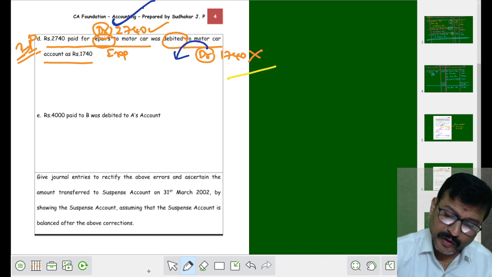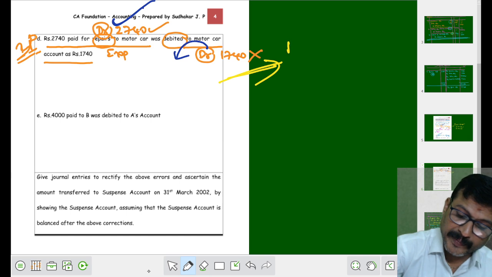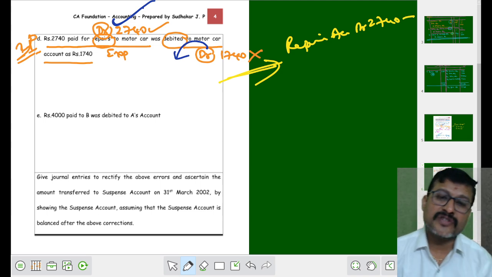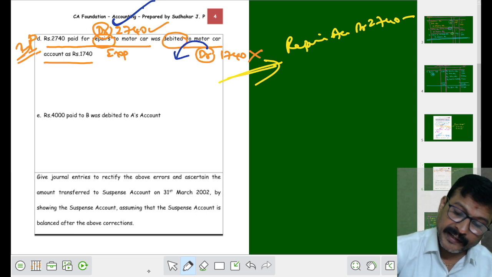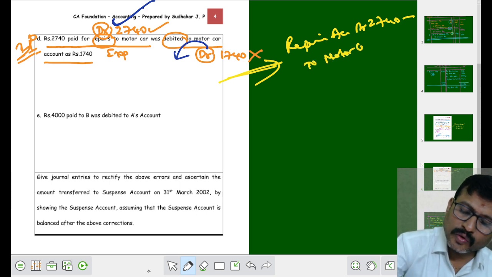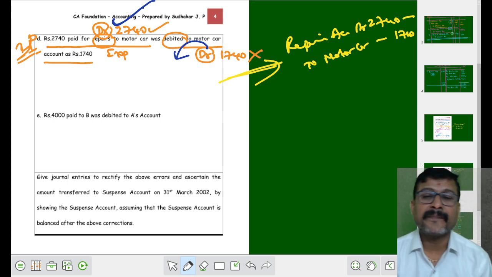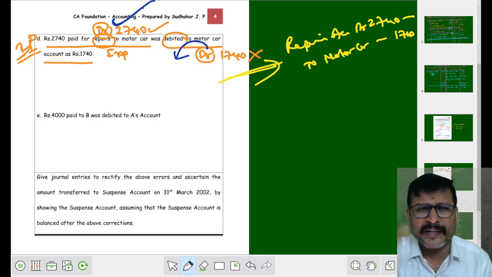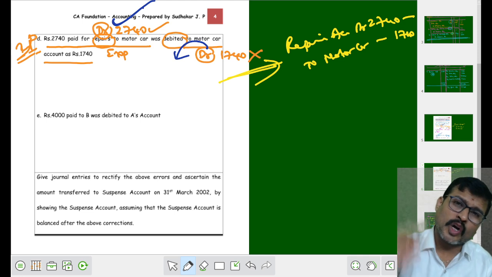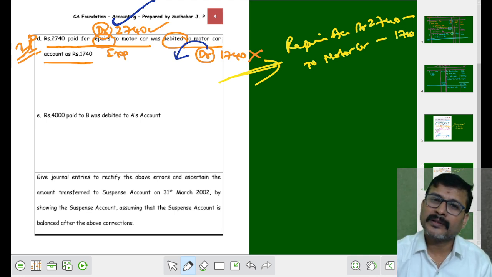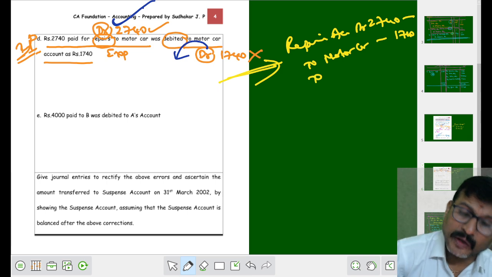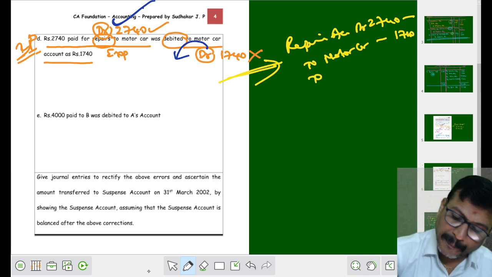When you are shifting, what happens to this particular entry? Keep the correct in the same place. Repairs account debit 2740. This is a wrong debit, so take it on the credit side as to motor car 1740. Oh, debit does not match credit. In this entry you have mentioned the wrong amount also. When you mention the wrong amount, it is called error of commission. Then what is the difference amount? The difference amount comes to 1000. Where do we have to take the 1000? That is our apad bandhava. That apad bandhava is what?